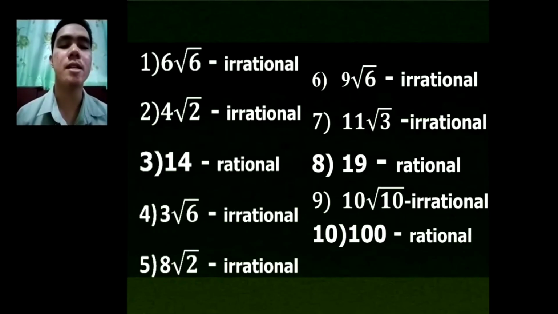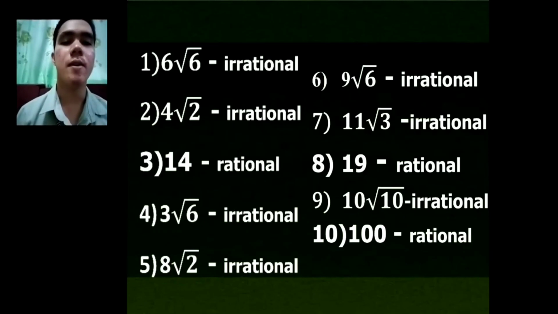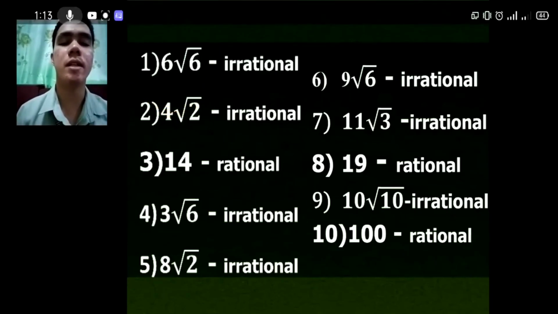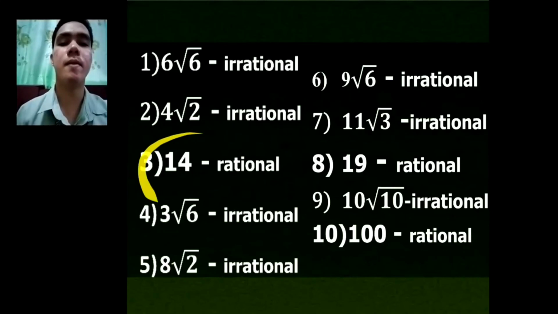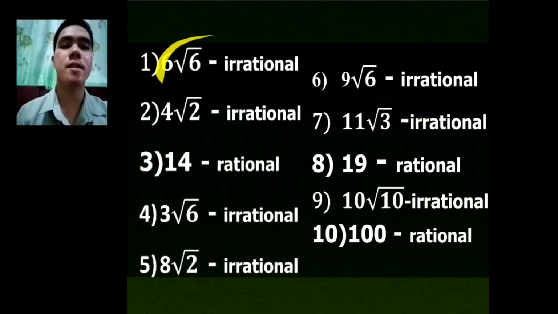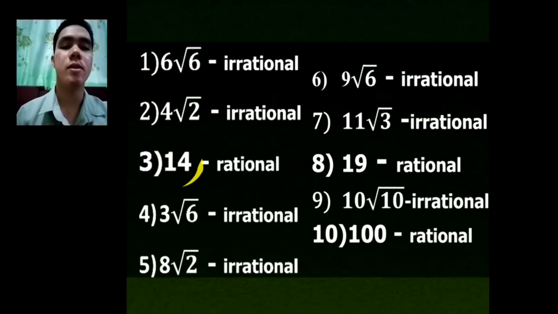Then 100 is rational. As you can see, if your answer has a radical symbol, that is irrational. But if the correct answer is a whole number, that is a rational number. If there is a radical symbol, that is irrational. And if there is no radical symbol, or if the answer is a whole number, that is rational because our given is a perfect square.